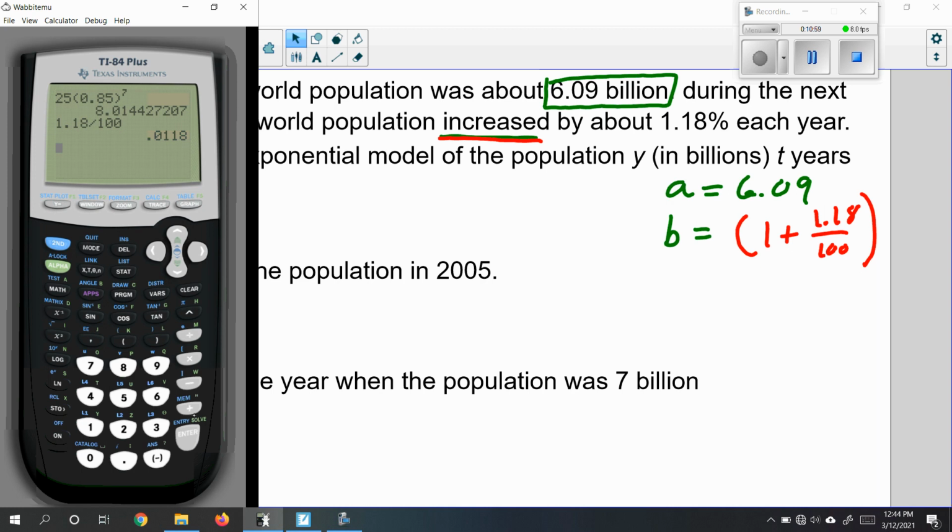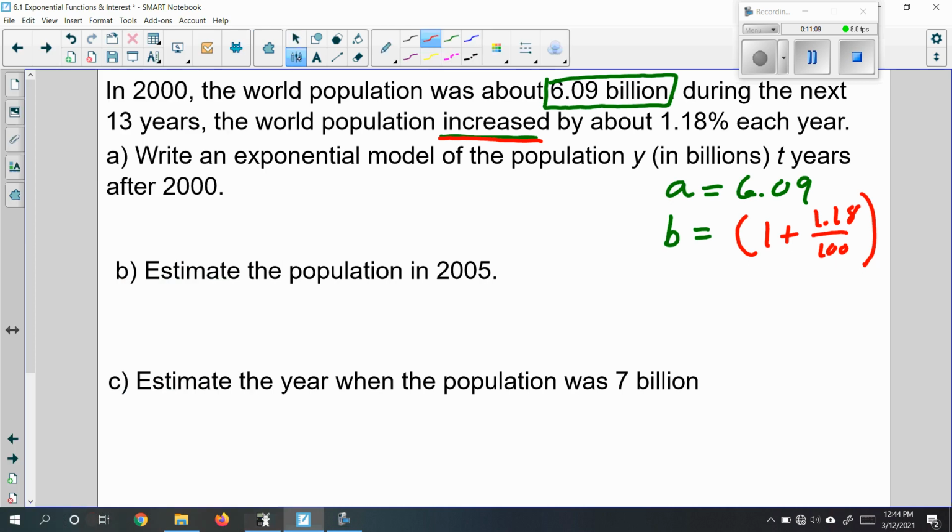And then we're adding 1. So B is 1.0118. So our model is y equals A times B to the power x, where A is 6.09, B is 1.0118 to the power t. So this is going to be our model. Notice that B is greater than 1, which means this is a growth model.